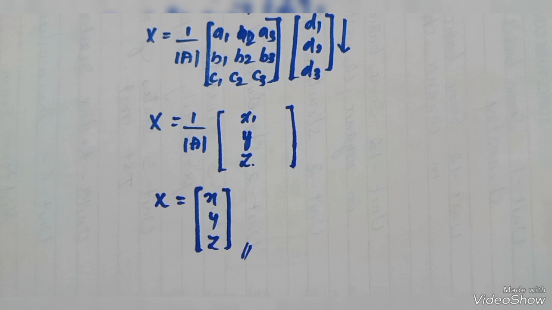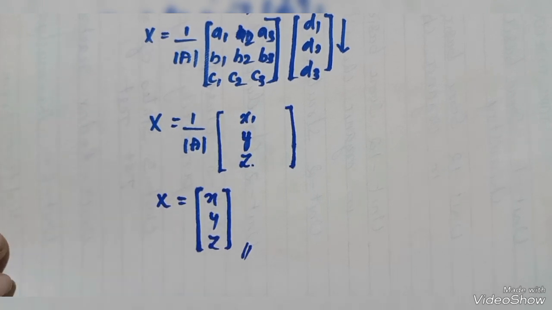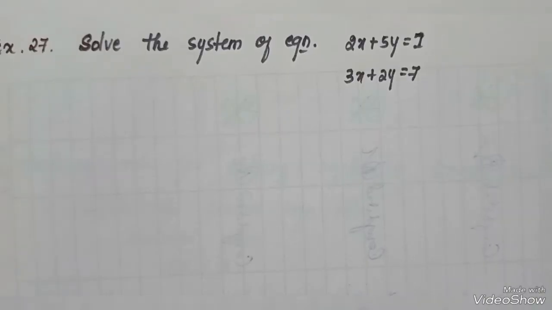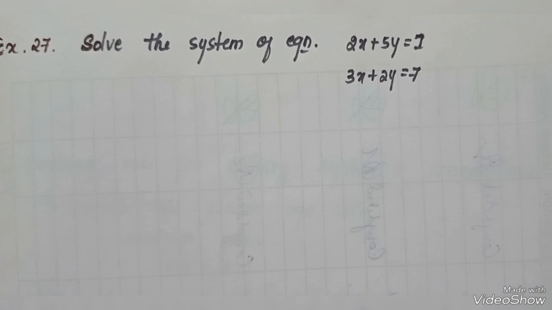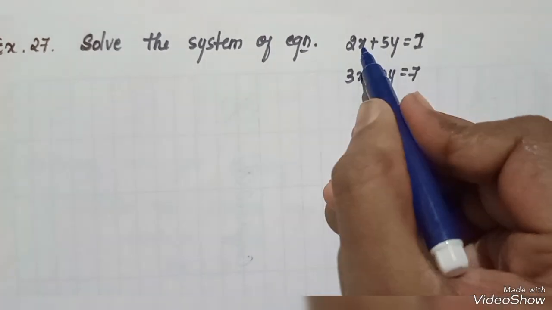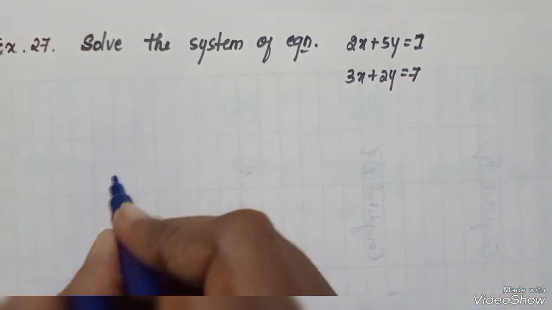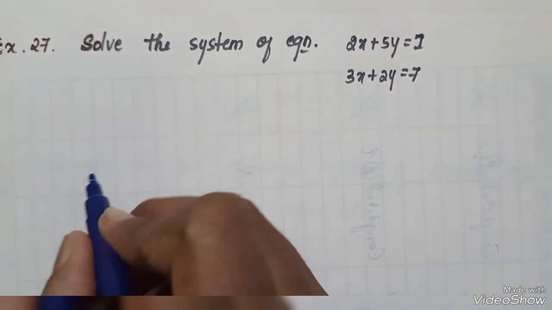For this question there are 5 marks. There is one definite question for 5 marks. Now we have to solve the problem. There is example number 27. The system of equations has two variables, here x and y. Now we have to solve the system of equations and find the x and y values.